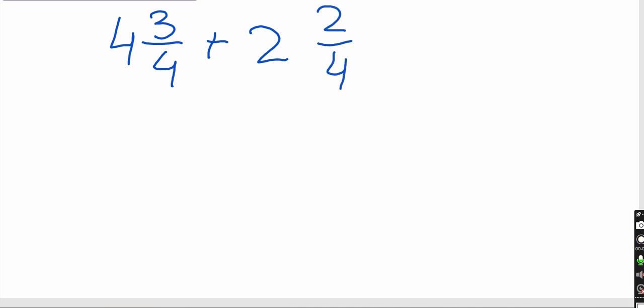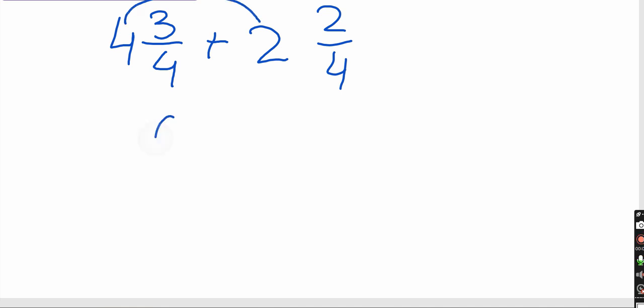Carrying, renaming, borrowing, or regrouping, these are all names of the same thing. I am writing the question for addition with carry: 4 whole 3 by 4 plus 2 whole 2 by 4. It is easy. Addition with carrying or renaming is easy. The tricky part is with subtraction.